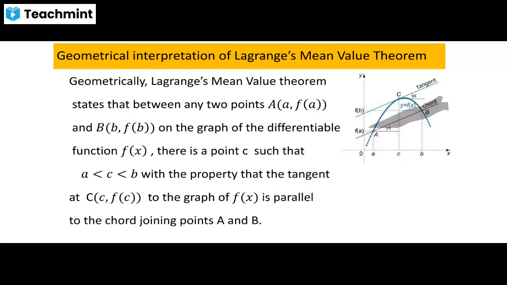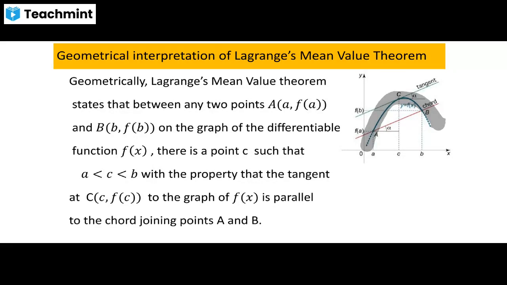See here, slope of the chord AB is equal to slope of the tangent at this point. Slope of the tangent at this point means there exists a point on the curve such that this tangent line is parallel to the chord joining the endpoints of the curve. Is it clear? In the given graph, the curve y is equal to f of x is continuous from x is equal to a to x is equal to b and differentiable within the open interval a b.